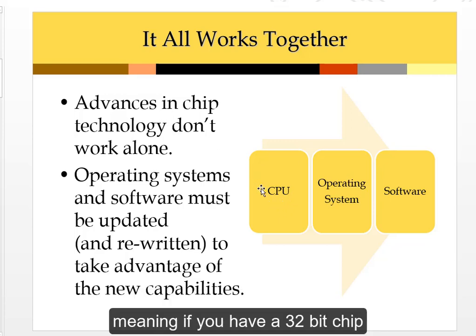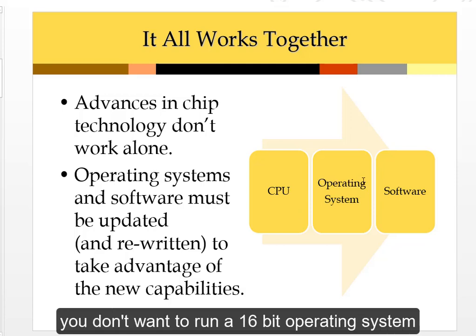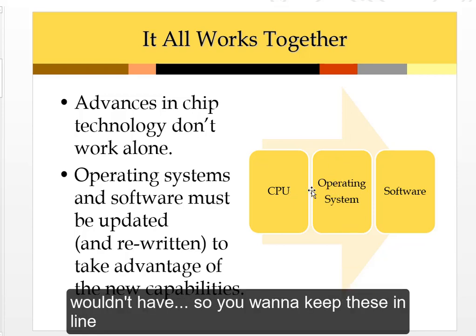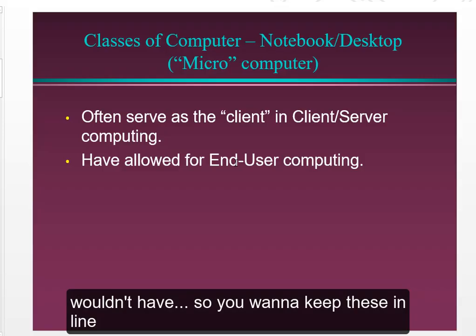Meaning if you have a 32-bit chip, you don't want to run a 16-bit operating system, because that chip then will have capacity that that operating system, whether it's Windows or OS X, wouldn't have. So you want to keep these in line.